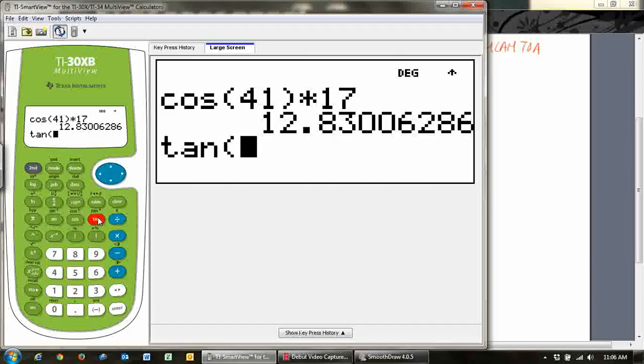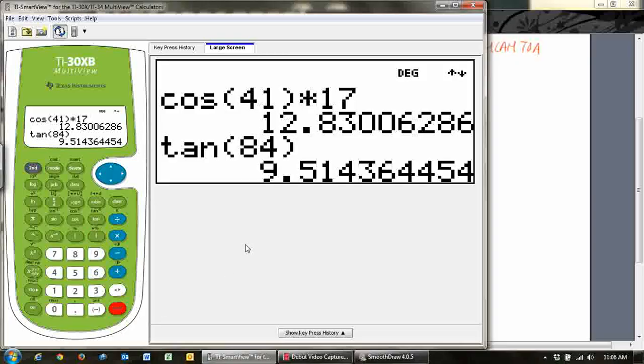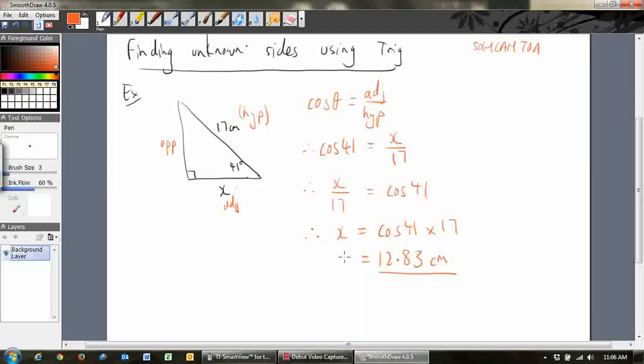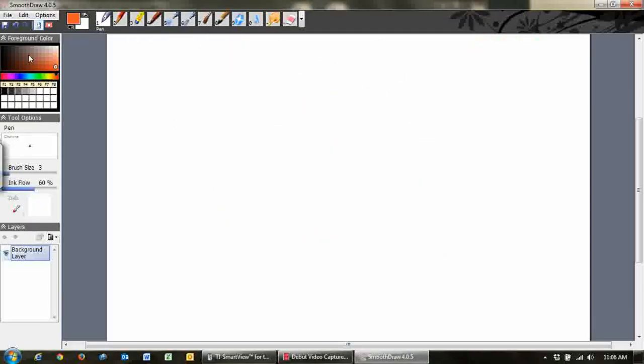Same with tan. If you do tan of 84, what's tan of 84? It's equal to a number. It's 9.51. And remember that tan is just telling us the ratio between the two sides for any triangle that has 84 degrees. Okay, so I'll just do one or two more examples. Let's just do another one. Let's have a look at this one.